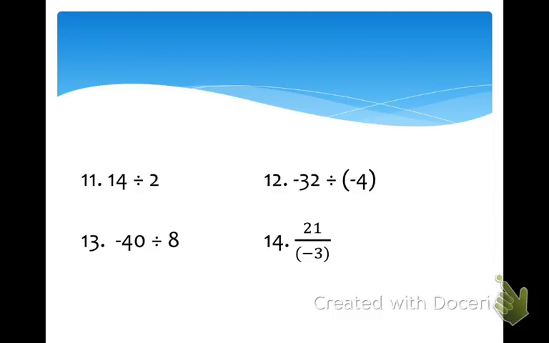Now, the rules for multiplying and dividing integers are the same. If they have the same signs, the answer is always going to be positive. If they have different signs, the answer is going to be negative.